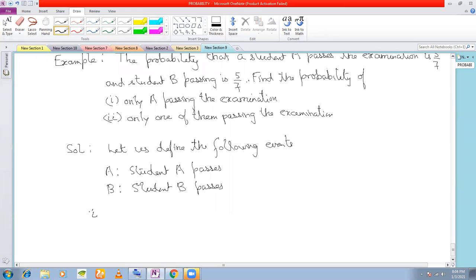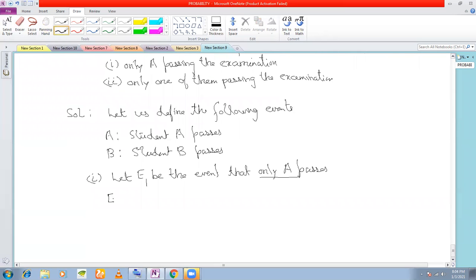Next, I will see the first question. I will keep a keen eye on the first question. The first question is that only A passes. So let E be the event that only A passes. Or let's say let E1 be the event, because we need E2 also for the second one. Let E1 be the event that only A passes. Now E1 can occur only in one way. And what is that way? A passes and B fails.